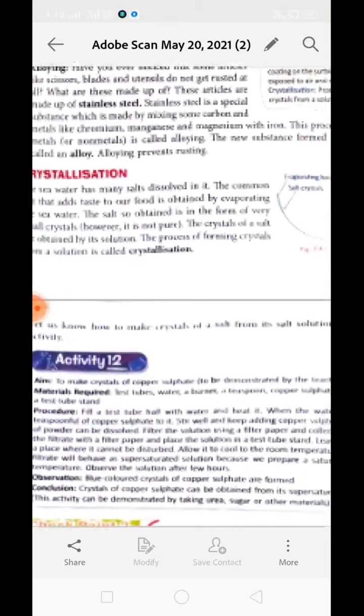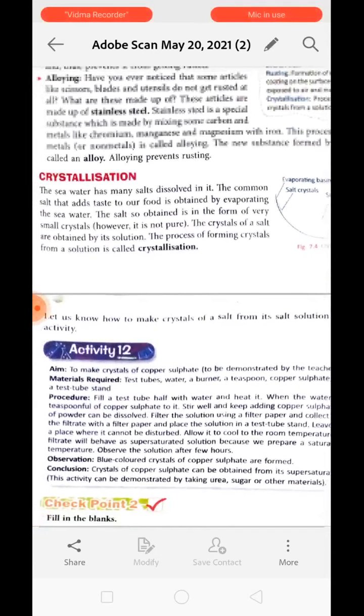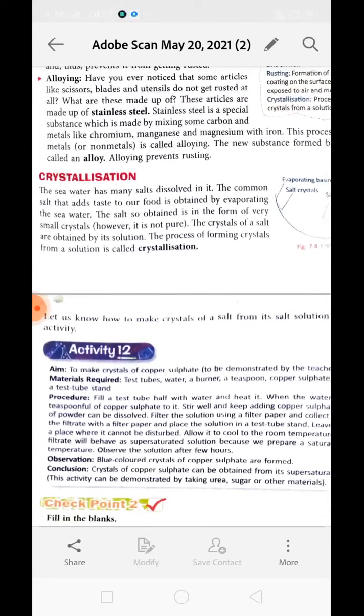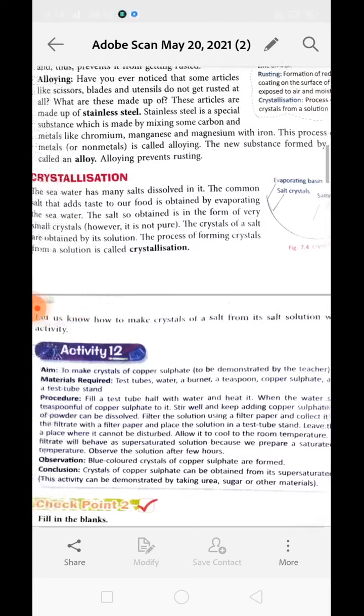Now the next topic is crystallization. You may have learned in class 6 that we get salt by evaporating seawater. Why? Because seawater is very saline. As seawater is salty to taste, we evaporate the water, and because of it, salt granules can be obtained from the seawater. Okay, the process of obtaining crystals from a solution is known as crystallization. Clear? The process of forming crystals from a solution is known as crystallization.